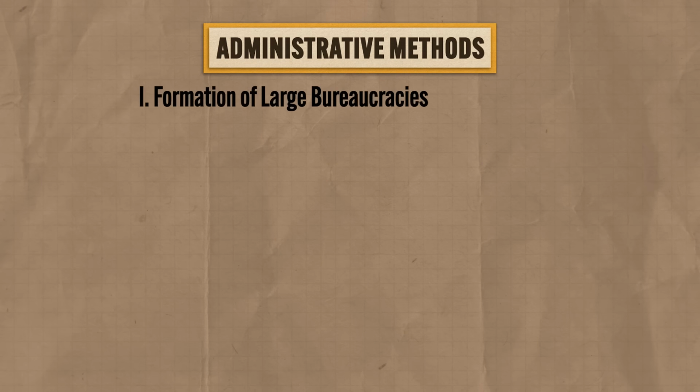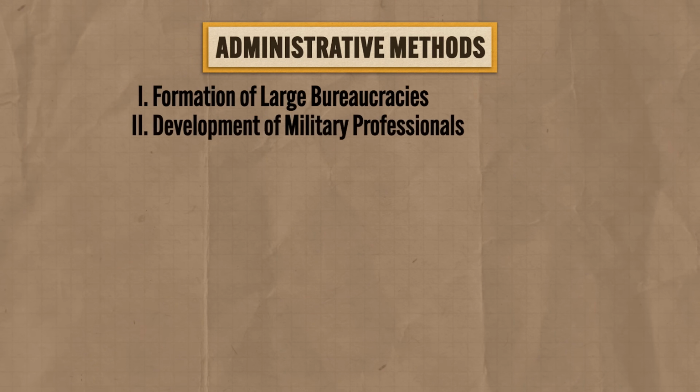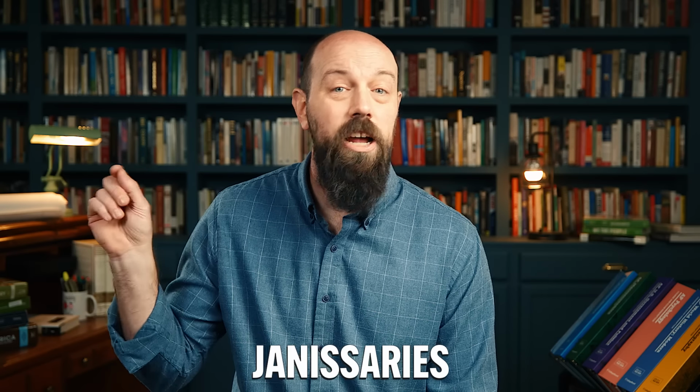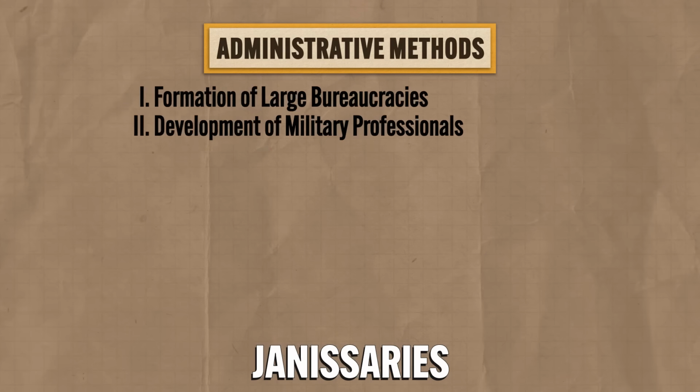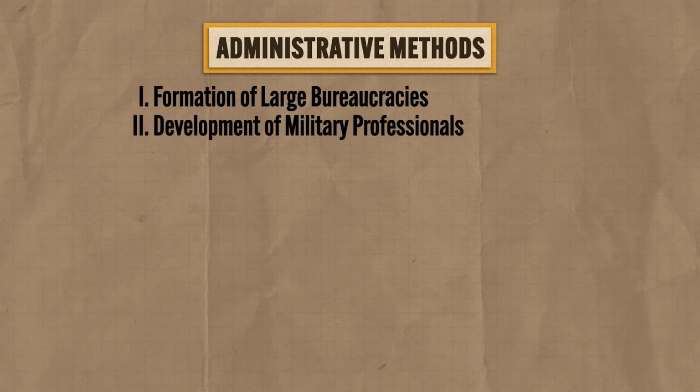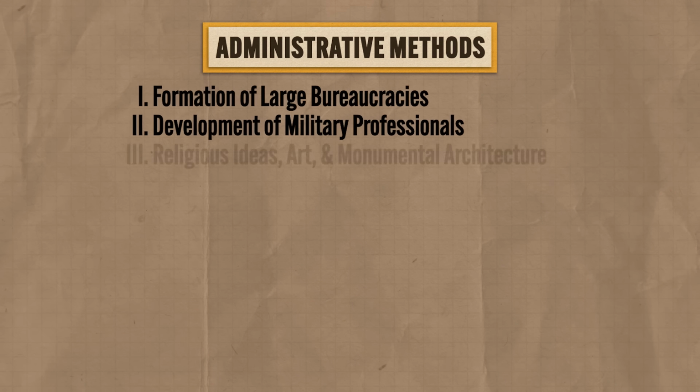Okay, now the second way rulers administered their empires was through the development of military professionals. Now, I mentioned the Janissaries and the Ottoman Empire earlier, and that's a good example. And then the third way rulers administered their empires is actually a collection of three related items: religious ideas, art, and monumental architecture. And I'll give you examples of each from various empires across the world, starting in Europe.